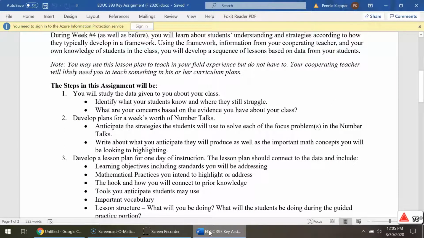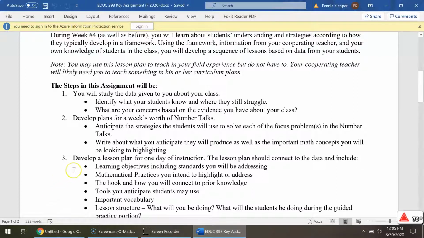And then as you're developing a week's worth of number talks, that's Monday through Friday, you need to look at anticipating the strategies students will use to solve each of the focus problems. And then you'll need to also write about what you anticipate they'll produce as work in these number talks, as well as the concepts that you will be looking to highlight as well.